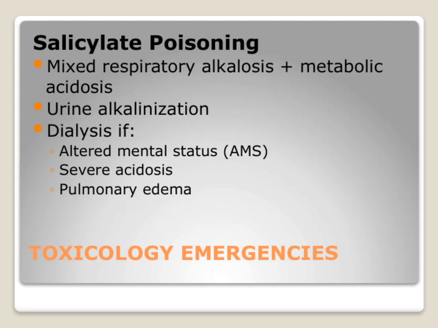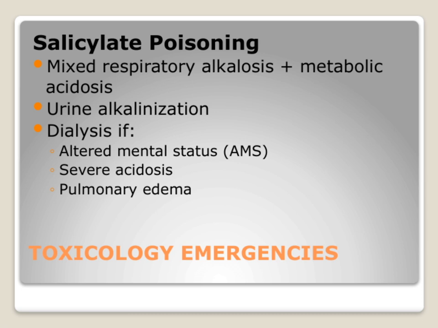Let's talk about salicylate poisoning now. In this situation, you often see a combination of mixed respiratory alkalosis and metabolic acidosis. This happens because the salicylates initially stimulate the respiratory center, leading to rapid breathing and respiratory alkalosis. But as the poisoning progresses, metabolic acidosis develops due to the accumulation of acids and disrupted metabolic processes.